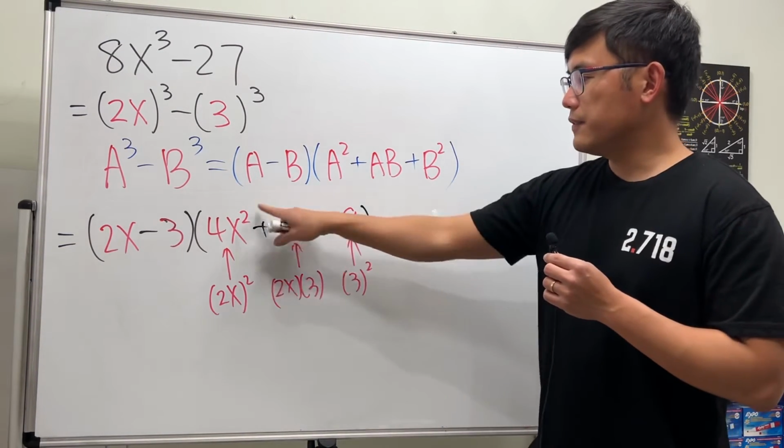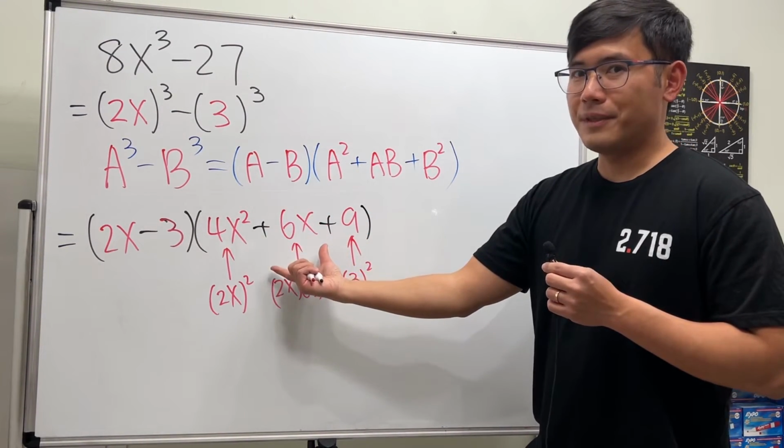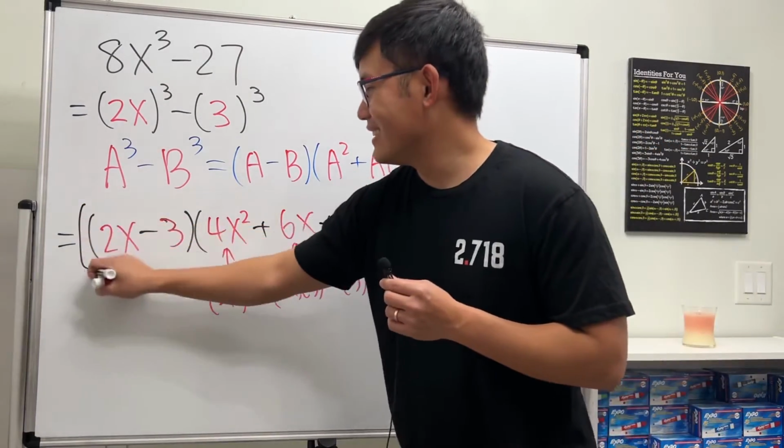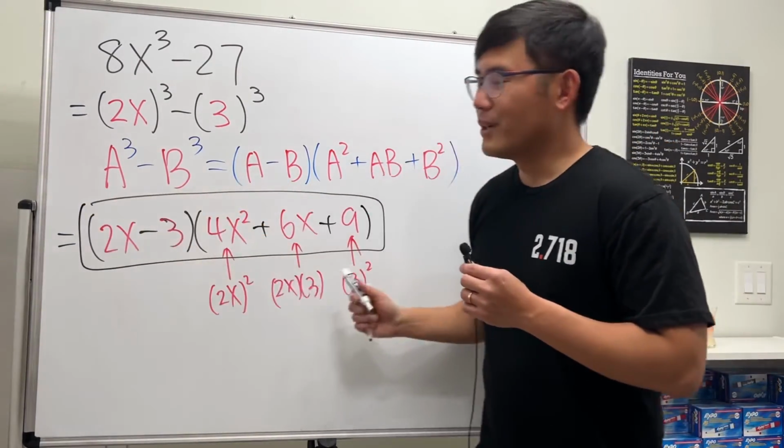And this is it. This quadratic cannot be factored. We stop right here. That's it. So hopefully this helps.